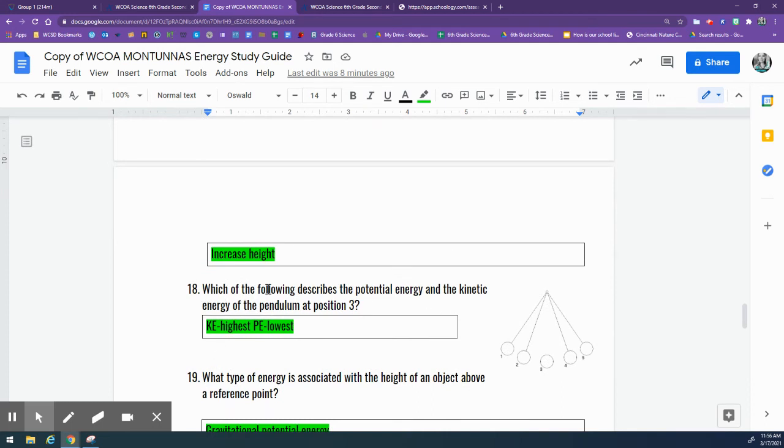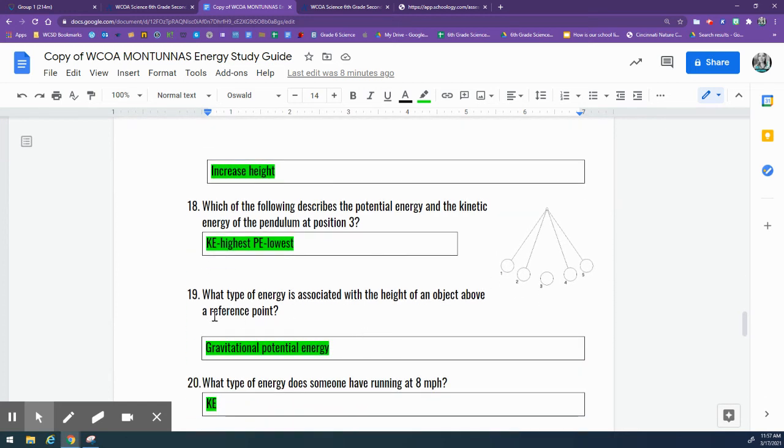Question 18, which of the following describes the potential energy and the kinetic energy of the pendulum at position 3? So that's right here. Kinetic energy would be at its highest point, and potential would be at its lowest. The opposite is true at position 1 and position 5. At 1 and 5, kinetic would be the lowest and potential would be the highest. What type of energy is associated with the height of an object above a reference point? That is gravitational potential energy.